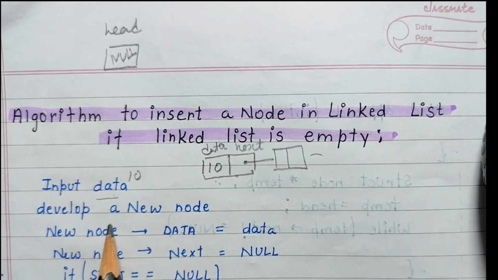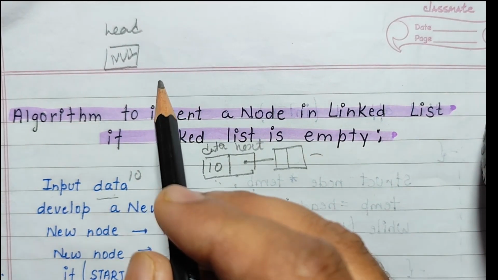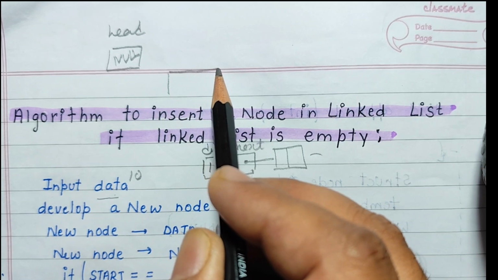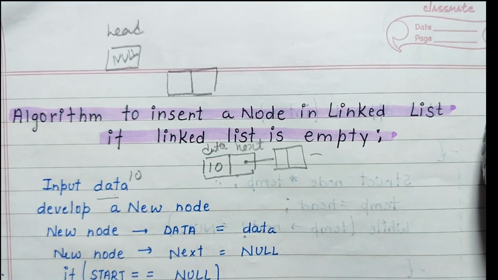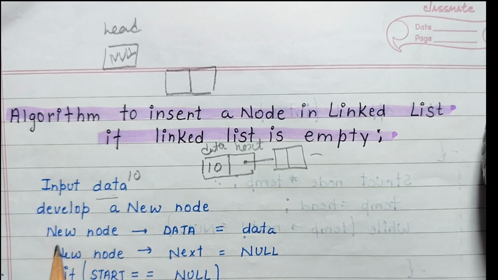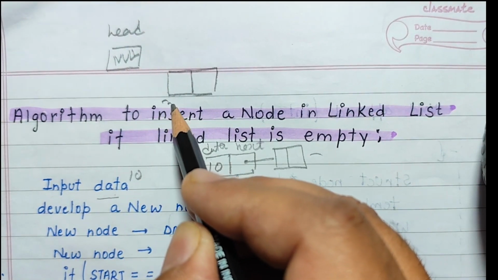After that, we develop a new node. It means we allocate the memory to a new node. Okay, and then in step 3, suppose this is our new node.